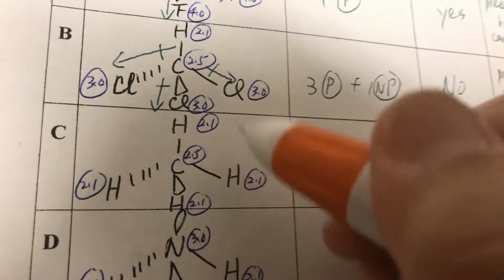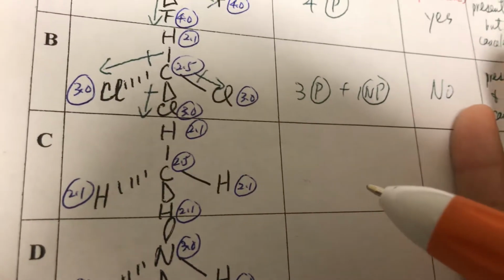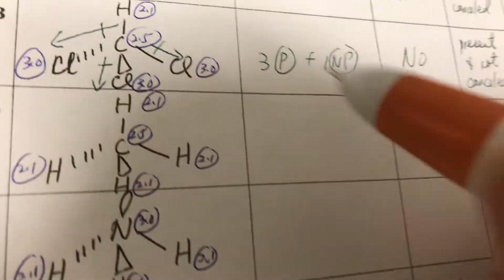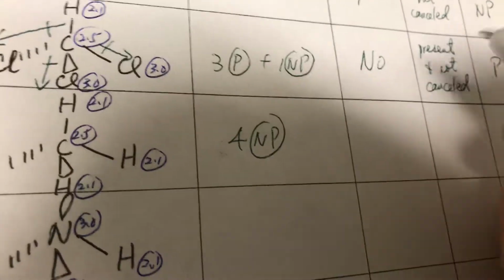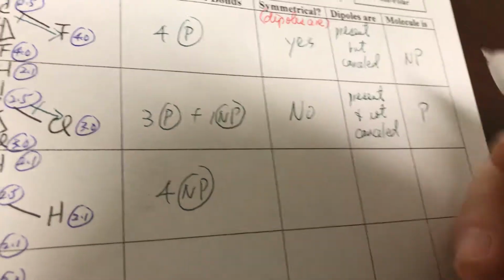CH, they're all 0.4 delta EN. So I don't need to draw any dipole because 0.4 is non-polar covalent. That means I'm not going to draw anything, so I will have 4 non-polar bonds. I'm asking you, are the dipoles symmetrical? Since I don't have dipoles, there's no question about symmetry. Just write no dipoles, then don't need to worry about symmetrical.